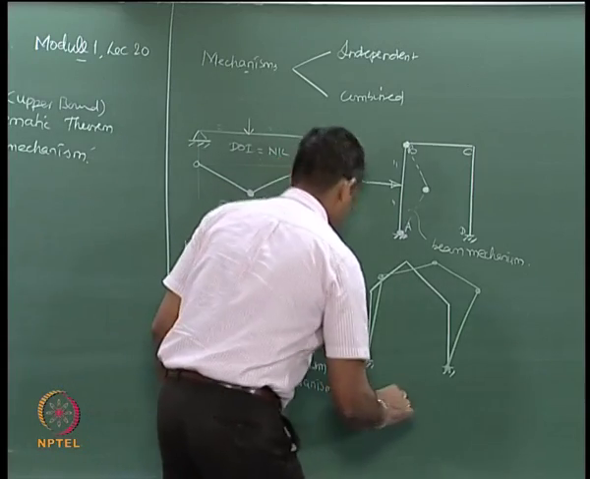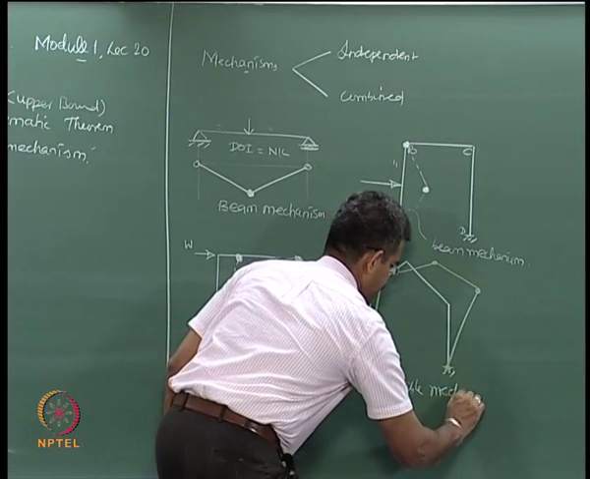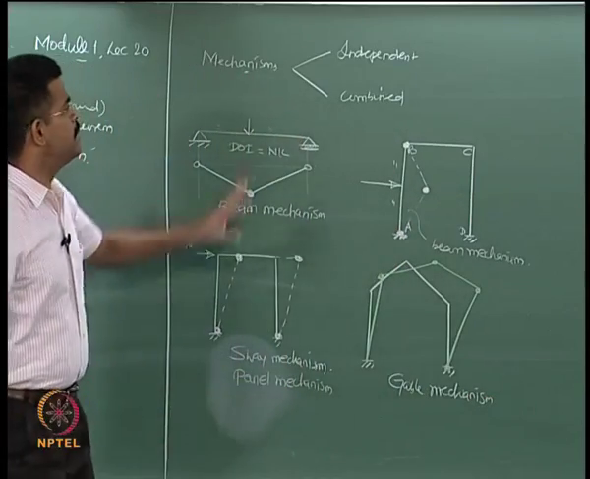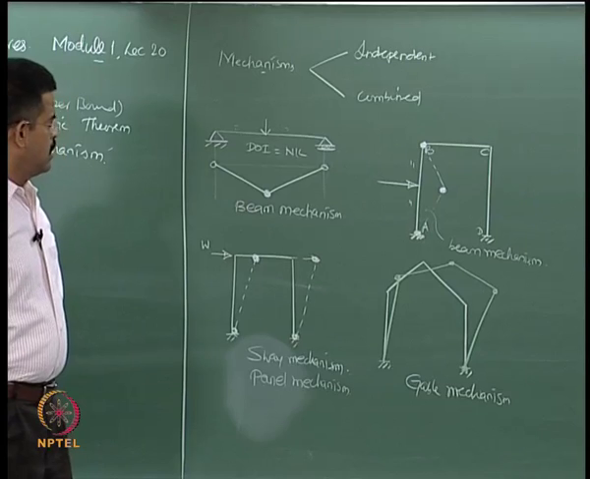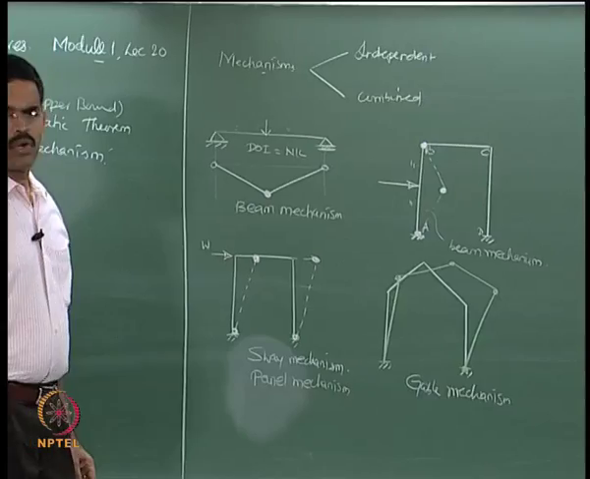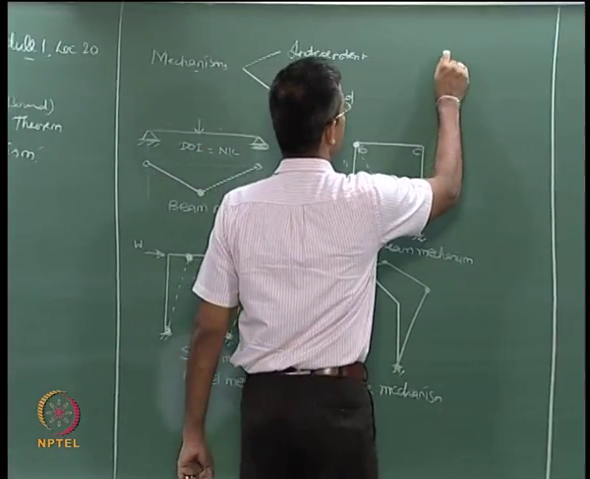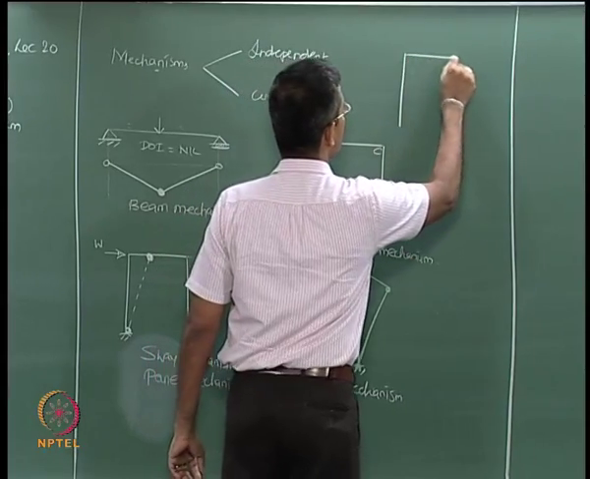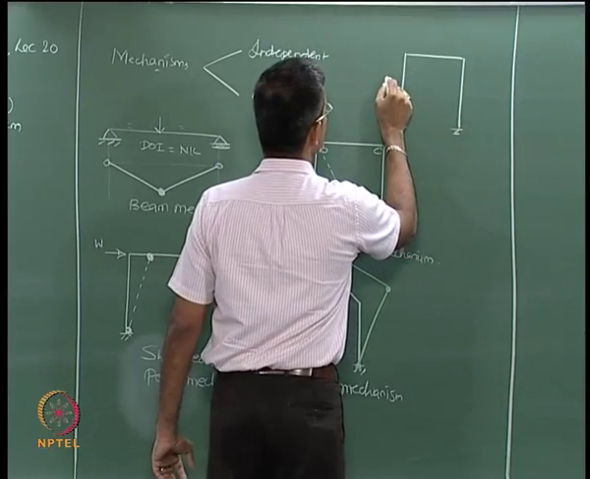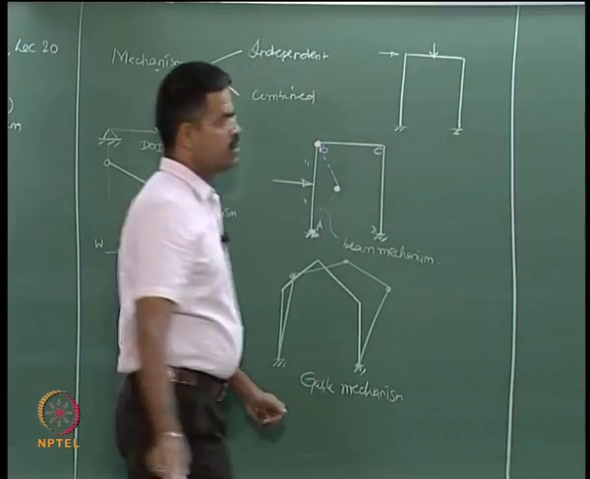This is what we call a gable mechanism. All these are examples of independent mechanisms. If you want to look at an example of a combined mechanism, let us say I have a frame subjected to a lateral load and a gravity load.